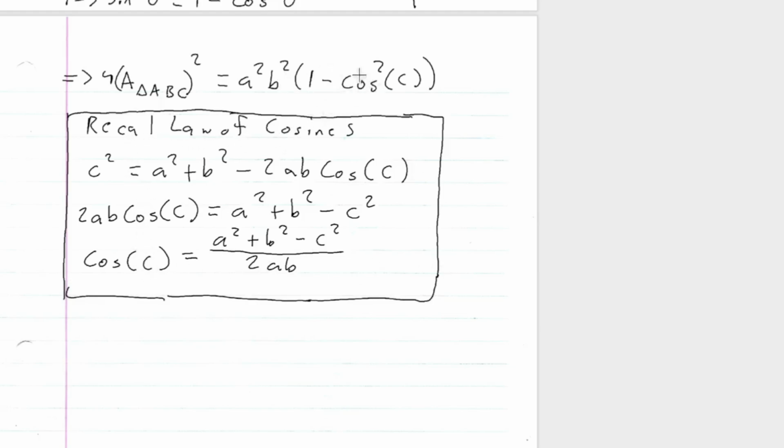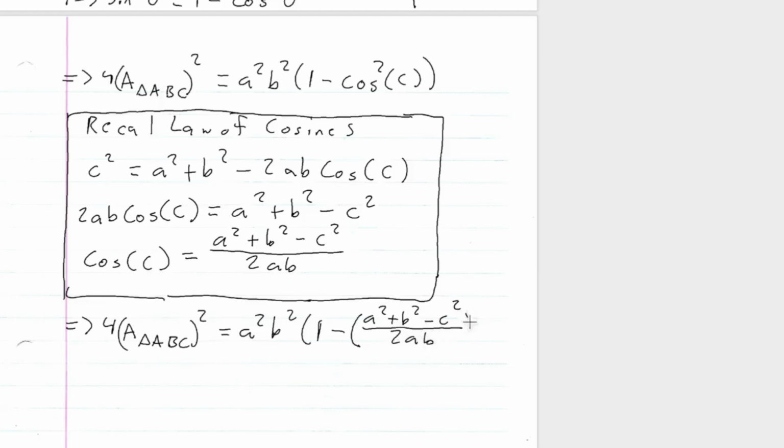And I'm going to plug it into my equation here. So I have 4 times the area of triangle ABC squared is equal to a squared b squared times 1 minus, and this is cosine squared C, right? So it'll be a squared plus b squared minus c squared all over 2ab, and that is squared.